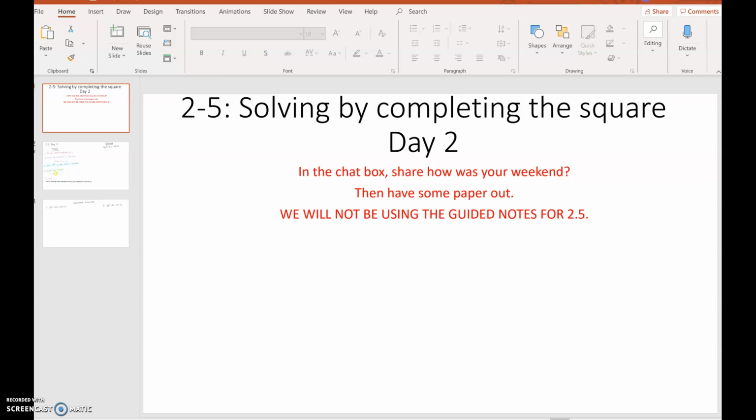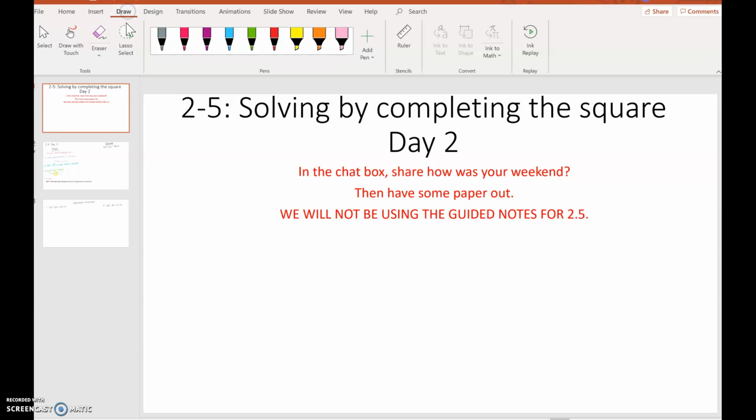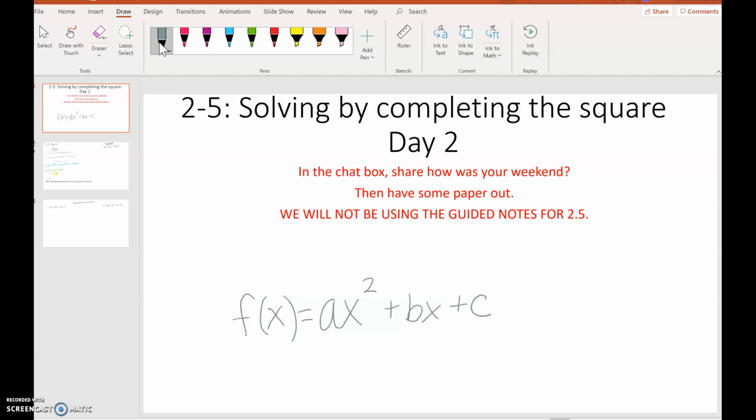Okay, so we are now in 2.5 day 2, which is going to be very similar to 2.5 day 1. 2.5 day 1 was completing the square when a equals 1. Just a reminder that we're looking at quadratics in standard form right now, so quadratics in the form of a times x squared plus b times x plus c. Before, a was 1.